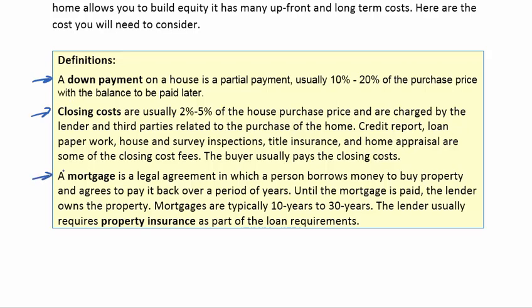A mortgage is a legal agreement in which a person borrows money to buy property and agrees to pay it back over a period of years. Until the mortgage is paid, the lender owns the property. So that's very important. Until you pay that last cent on your mortgage, the bank owns your home. Mortgages are typically 10 to 30 years, and the lender usually requires property insurance as part of the loan requirements because they don't want the home to go without property insurance. If it burns down, they want to make sure that their interest is covered. So they always require you to have property insurance.